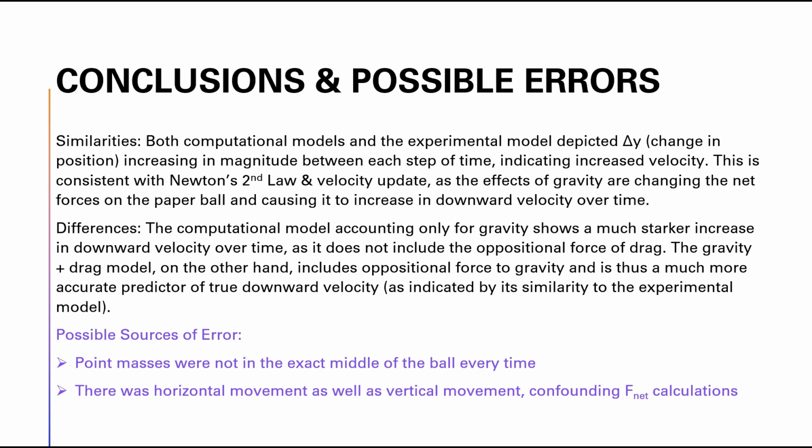This is consistent with Newton's second law and velocity update, as the effects of gravity are changing the net forces on the paper ball and causing it to increase in downward velocity over time. Now, this is also represented in velocity update because acceleration is negative 9.8, and that's causing v final to be greater in magnitude than v initial.